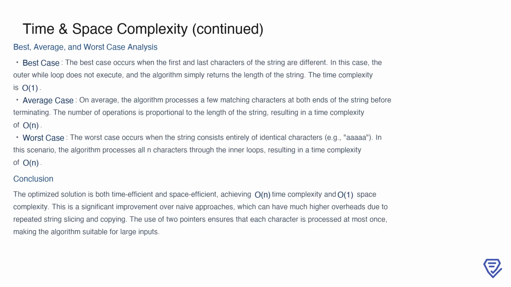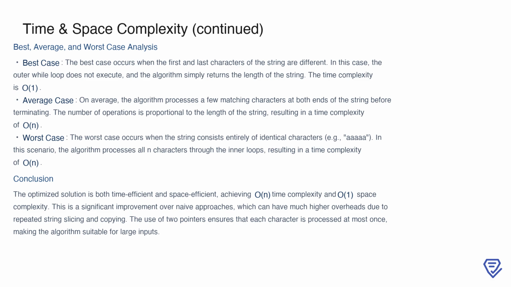In the average case, the algorithm processes a few matching characters at both ends of the string before terminating. The number of operations remains proportional to the length of the string, leading to a time complexity of O(n). The worst case occurs when the string consists entirely of identical characters, such as aaaaa. In this situation, the algorithm processes all n characters through the inner loops, resulting in a time complexity of O(n).